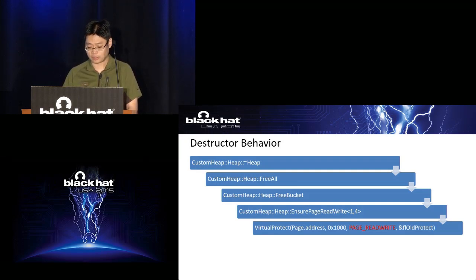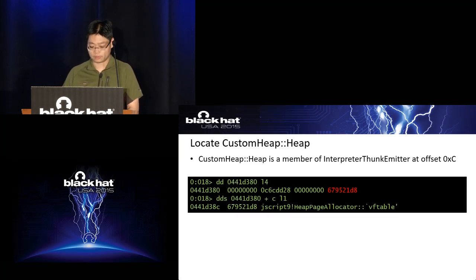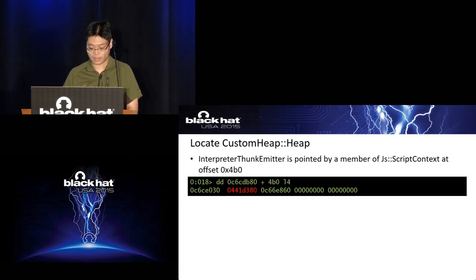Now the first question is, where can we find the custom heap? The custom heap is a member of the interpreter trunk emitter at offset 0xC. And the interpreter trunk emitter is pointed to by a member of JavaScript context at offset 4B0. And this is not a fixed one across versions of JavaScript. But I think it has only changed once. So for the early versions of JavaScript, this may be an offset a little larger.